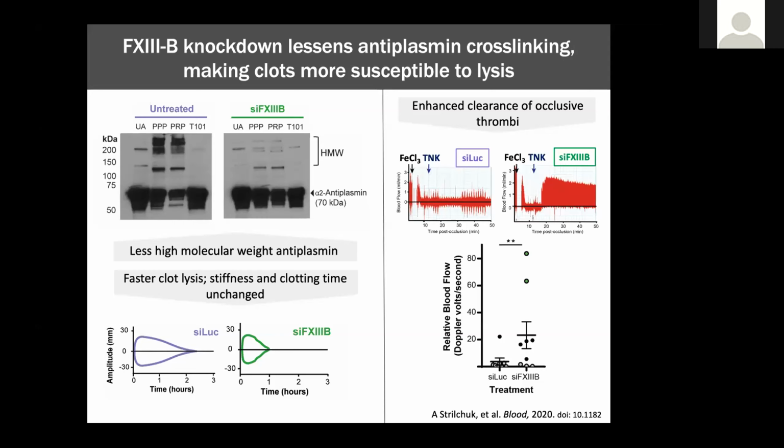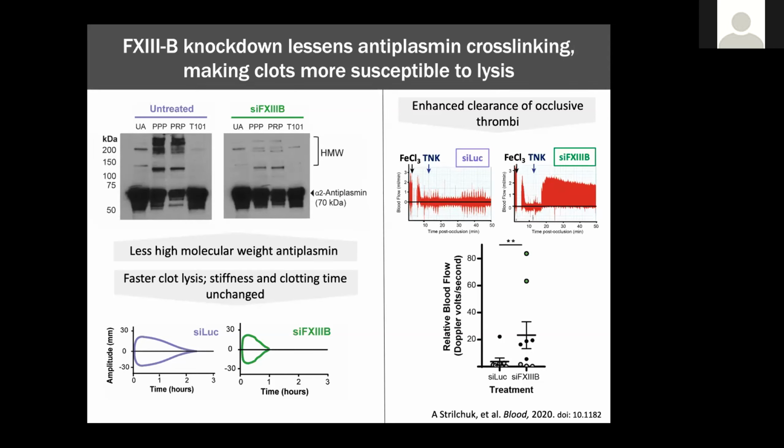Underneath, on the bottom left, are a couple of thromboelastography curves. These measure the strength or stiffness of clots as they're forming in vitro. So the green curve is the blood where factor 13 had been knocked down, and you can see that this clot lyses much faster than the control purple curve. Calling back to the results of the bleeding challenge as well, here in the TEG curves, there appears to be no difference in the clotting time in vitro.